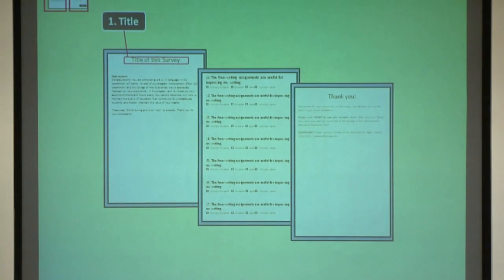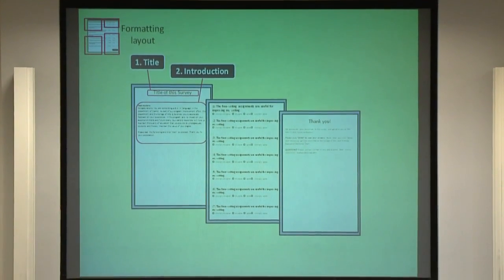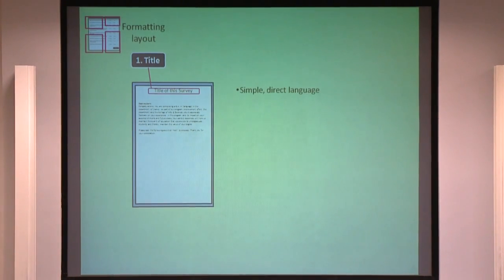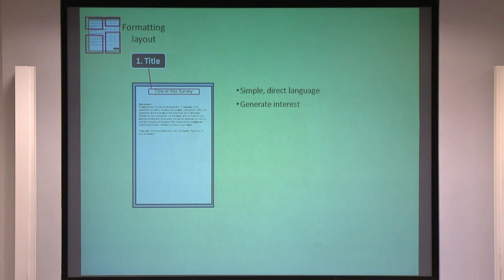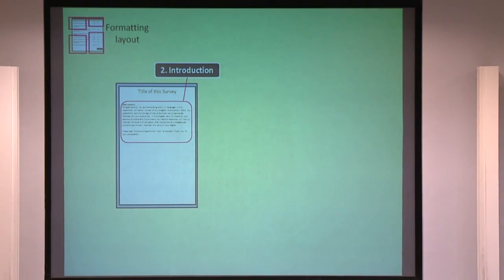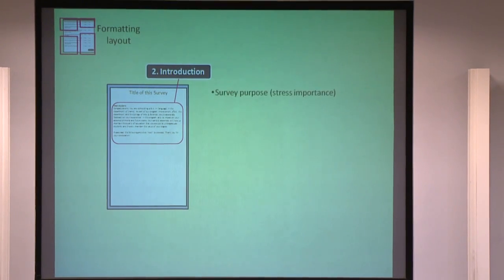A few tips. Formatting typically involves the following components. Your survey should have a title. It should have an introduction, items, which we've talked about, obviously, and parting information. What should go in the title? The title should have simple and direct language, generate interest to the extent possible, avoid acronyms, and capture the overall survey topic, if possible.